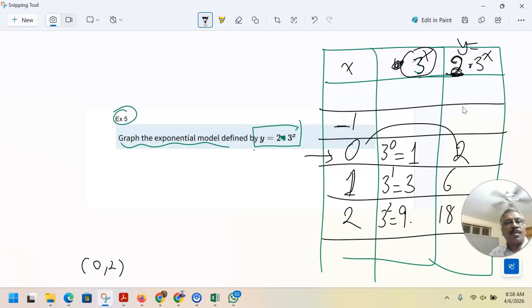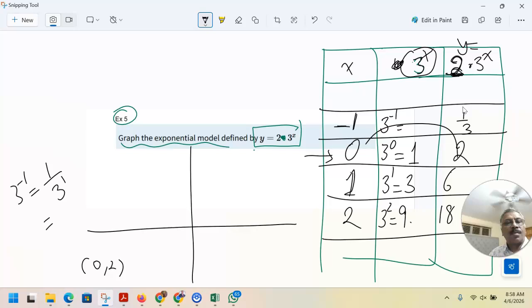And minus 1: 3 raised to negative 1, in the positive form, is 1 over 3 raised to 1, which is 1/3. So I'll just keep 1/3, and then we can graph this. So your points are: minus 1 is 1/3.